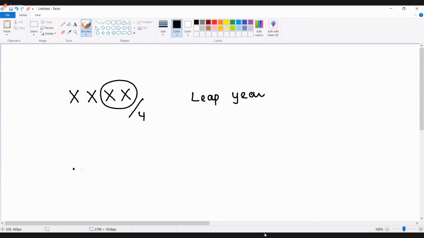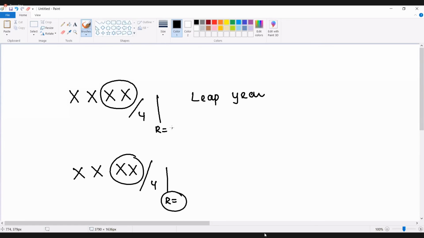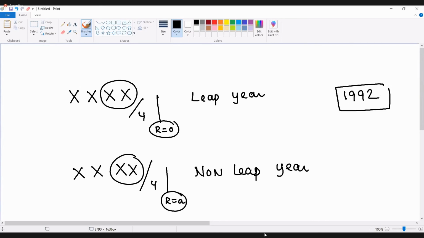Sometimes the last 2 digits are not divisible by 4 and you have some remainder. In that case, we can say it is a non-leap year. For example, take 1992 and ask whether it is a leap year or not. Check the last two digits, 92. 4 threes are 12, 4 nines are 36, so 92 is completely divisible. We can say that is a leap year.